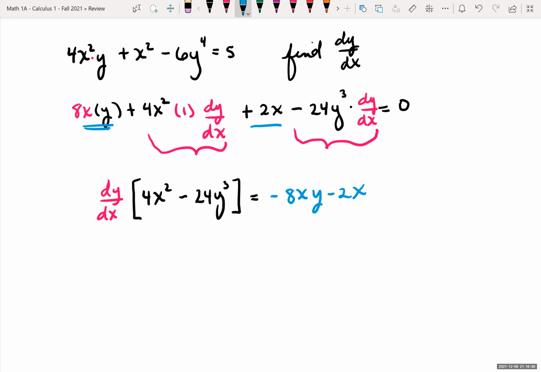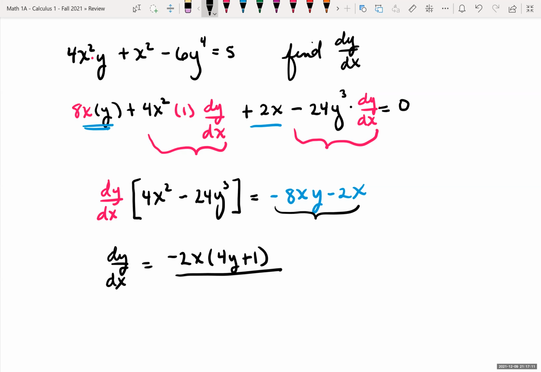We're almost there. And so let's divide both sides by 4x squared minus 24y cubed. And we would get dy/dx is equal to, maybe at the same time we can do a little factoring, because I see things are going to cancel. So that numerator, if I pull out a negative 2x, that would be left with 4y plus 1, all over.